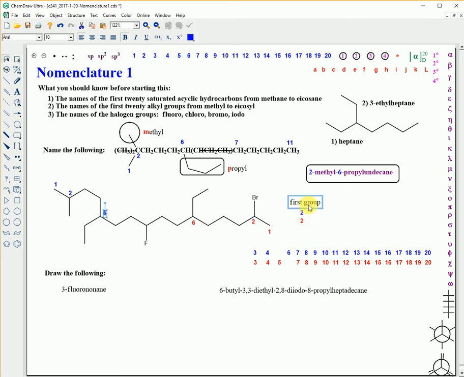Because the second group is on 5, which is lower than 6, which means blue wins. I'm going to erase red so it doesn't confuse me later.